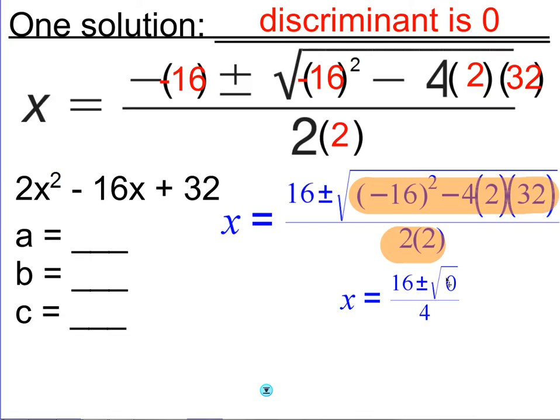Now, we don't talk about the square root of 0 much because it's kind of captain obvious. The square root of 0 is 0, because 0 times 0 would be 0. 16 plus 0 is 16, and 16 minus 0 is 16. So it doesn't matter if I add or subtract 0 to 16, it's 16. So 16 over 4 is the only division we can make, and the answer is just 4. Just one solution. Okay?